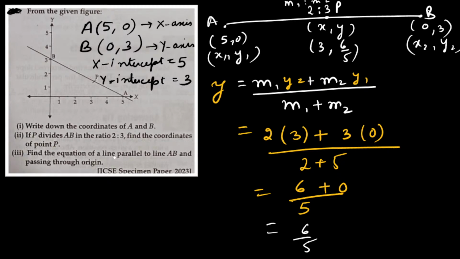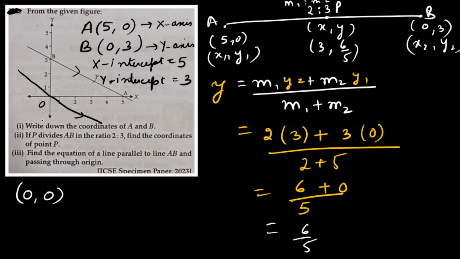Find the equation of a line parallel to AB and passing through the origin. So the line is passing through the origin. That means the origin is 0, 0, and the line is parallel to AB. The line will be like this.